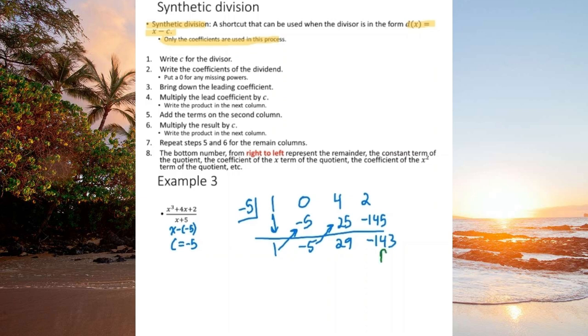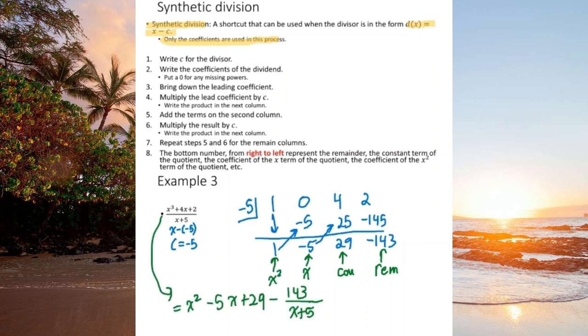Reading from right to left, negative 143 is our remainder, 29 is our constant, negative 5 is our x term, 1 is our x squared term. So our answer is x squared minus 5x plus 29 minus 143 over x plus 5.